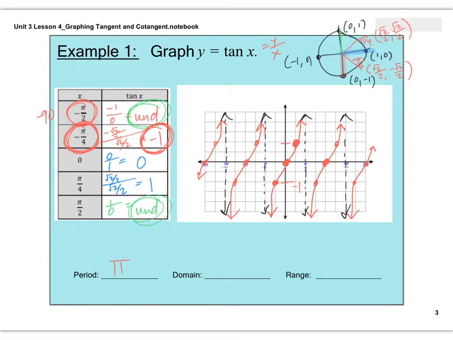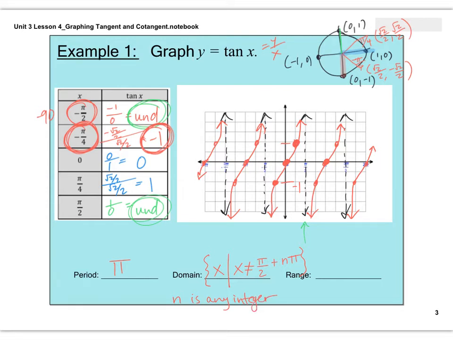Well, it kind of goes forever, but it has these spots where it can't go. And so the domain is all x values such that x cannot equal some things. So the first positive spot that I see is at pi over 2. And so it cannot equal pi over 2. And then it's every 4 boxes after that that we get a vertical asymptote, which is multiples of pi. So plus n times pi, or any multiple of pi, where n is any integer.